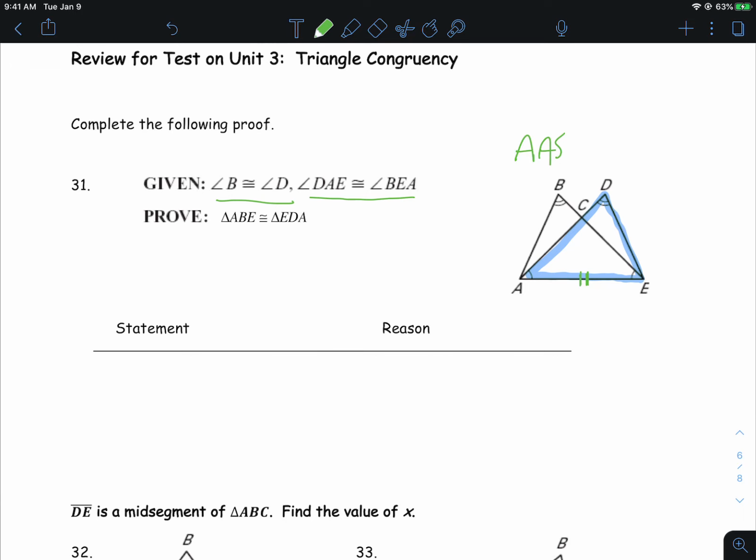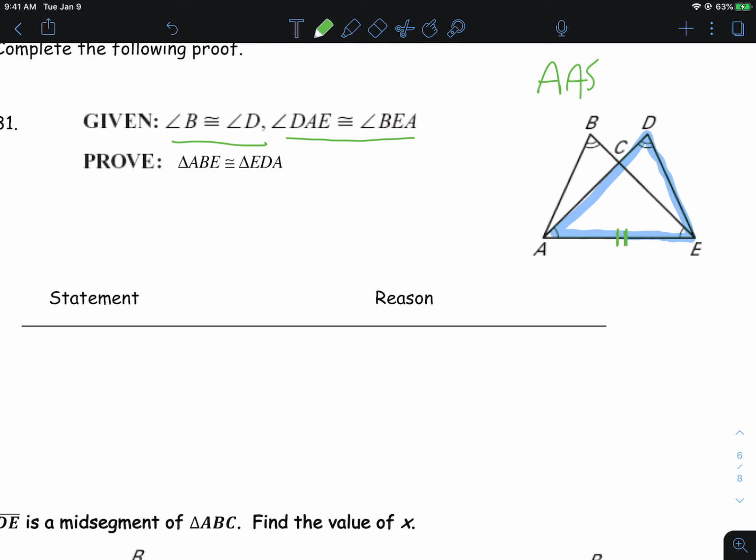Angle, side. So let's go ahead and put our statements and reasons. They didn't tell us how many statements, but let's look here. We need to address angle B. So step 1, we'll say angle B is congruent to angle D. And reason 1, that was given to us. Okay, next for step 2, we'll say angle DAE is congruent to angle BEA. That was also given. So two given things.